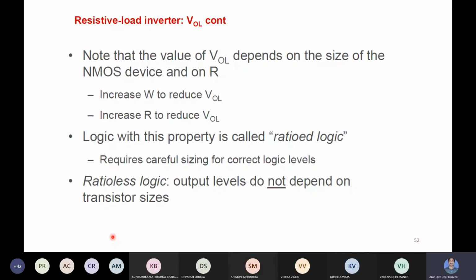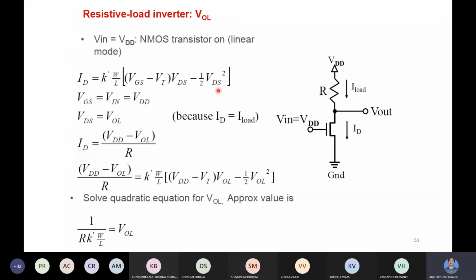Quickly we can move to VOL also. We have seen that VOL is not zero. In the CMOS inverter, VOL was exactly zero, which was the minimum required, but here it is not exactly coming as zero. So this is not good.